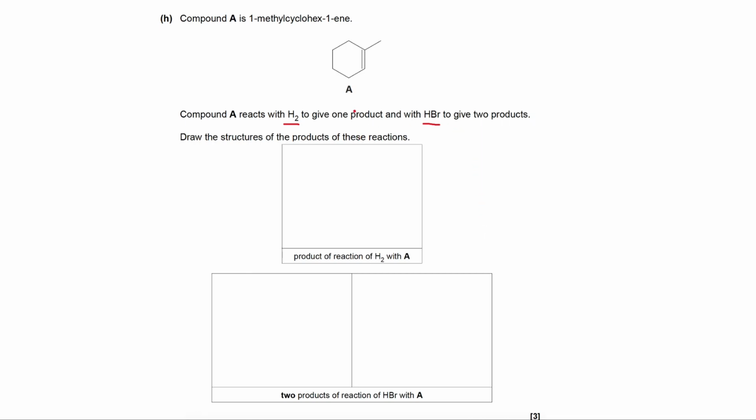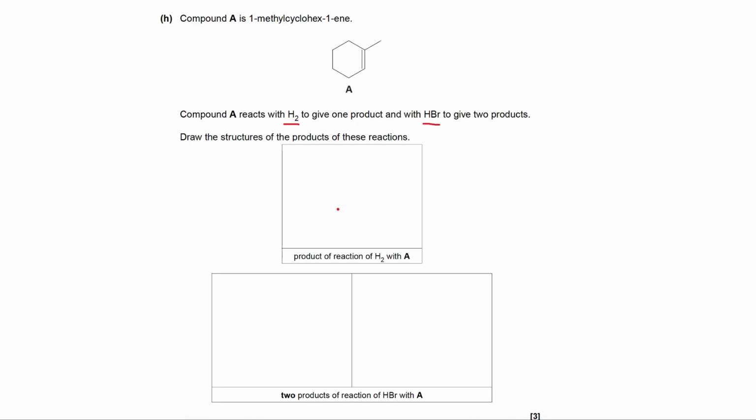Now, in this first reaction here, let's focus on the reaction with hydrogen. This is the hydrogenation reaction. Again, it's an addition reaction, so we're going to end up with one product. And also, in terms of the reaction conditions, we need to have a nickel catalyst and a temperature of 423 Kelvin. So in terms of this double bond here, when we react it with hydrogen, we lose the double bond.